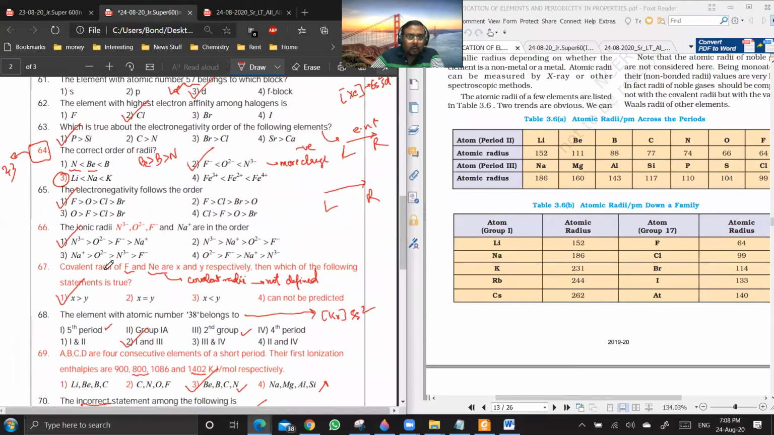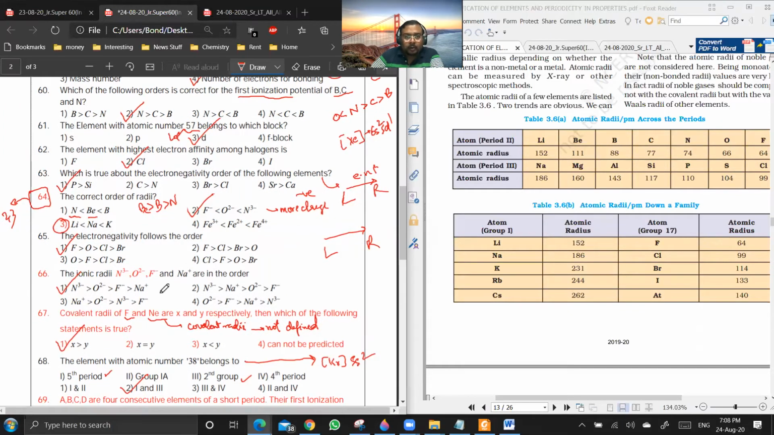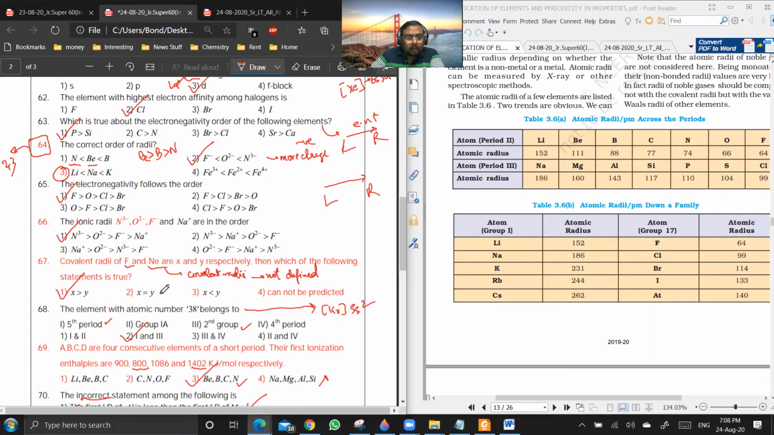If you have anything to say, explain. 67, the third option. One minute, 67. They are saying covalent radius of 14 and neon. Now you see, for noble gases we take van der Waals radius. Covalent radius is not defined for them, so this is going for the fourth option: it cannot be predicted.